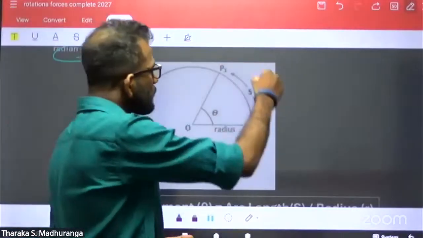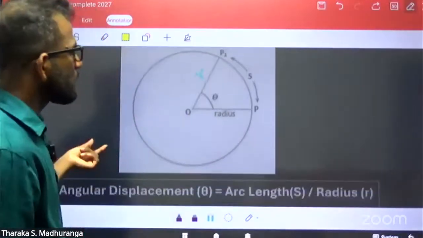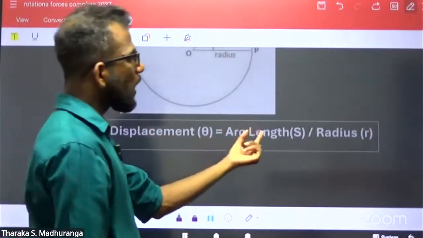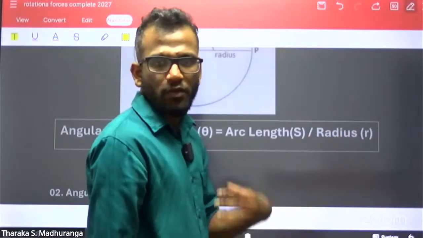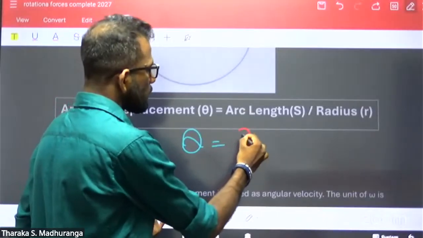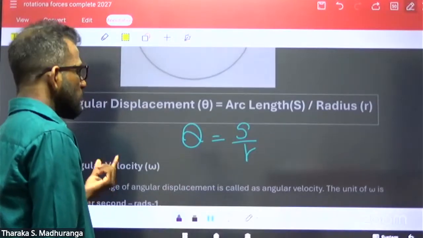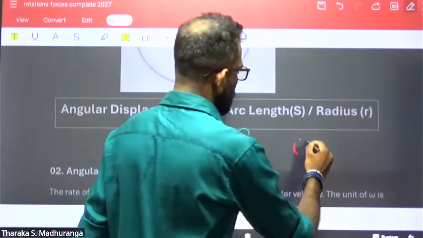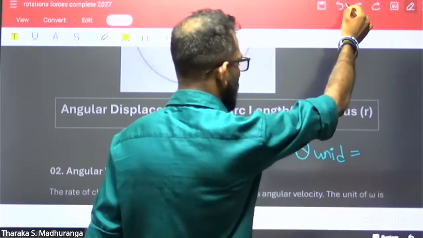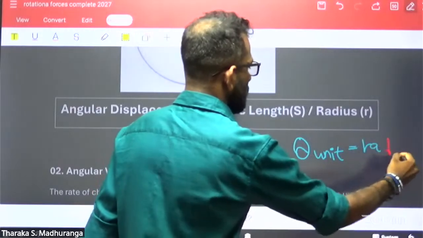Okay, this is the arc length, and this is the radius and theta. Given the radius, the angular displacement theta equals arc length divided by radius, that you already know. Theta equals S over R, note down. The standard unit of theta is radian.